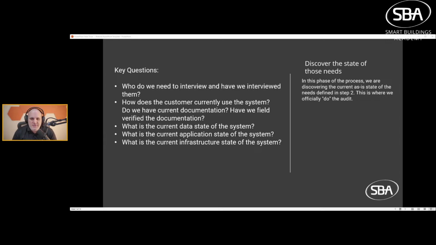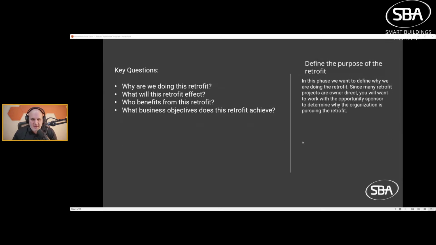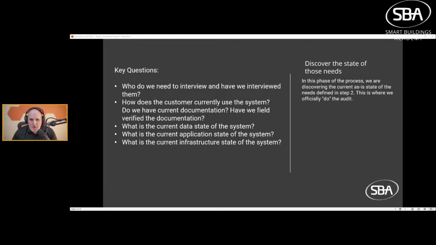So now we need to start defining, who do we interview and have we interviewed them? Now, something I want to point out is you're going to have two interviews. You're going to have a pre-interview and then a post-interview during the audit phase. That pre-interview is going to be very much discovering the questions on this slide and this slide right here. The post-interview is going to be after we do our audit.